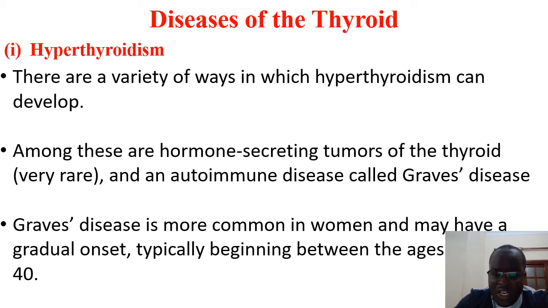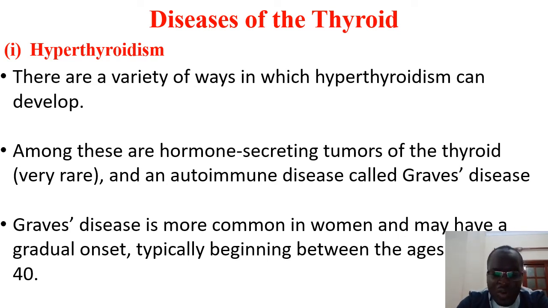The most common cause is an autoimmune disease called Graves' disease. Graves' disease is an autoimmune disease whereby your own immune cells will start producing antibodies that can recognize the same receptors where the thyroid stimulating hormone is supposed to attach on the follicular cells. So these antibodies can go and attach and stimulate the follicular cells. Then they'll start overproducing thyroid hormones.